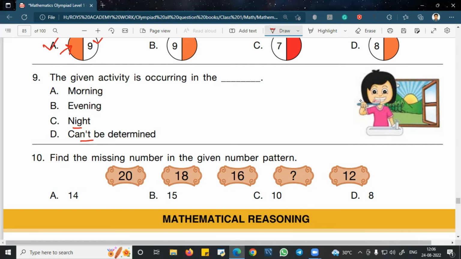So that's why we have to check the figure very carefully. In that figure, a girl is brushing here. In the background, we can see a sun rising. At first, you have to tell me how many times you brush? It is twice, or 2 times, in a day.